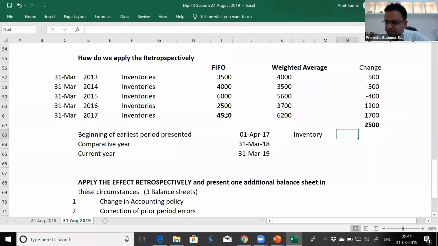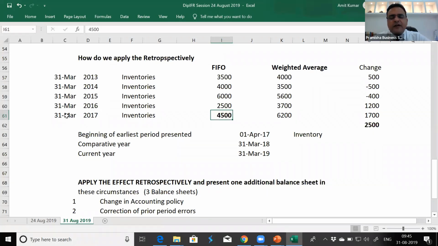The value of inventories will be, I've already given you the answer, but I just want you to think, applying the effect retrospectively, that this year the inventory should have been higher by 7500. Previous year the inventory should have been higher by 1200. 15, it should be lower by 1400. So cumulative effect till date is 2500 increase in inventory. So whatever is the value of inventory on 31st March 17, there are 3 things happening. Either it is a value of the previous GAAP, or it is a value of the previous accounting policy, or it is a value which is containing an error.